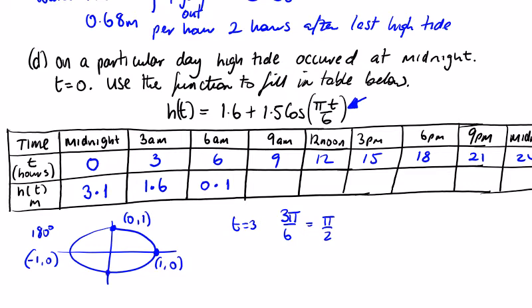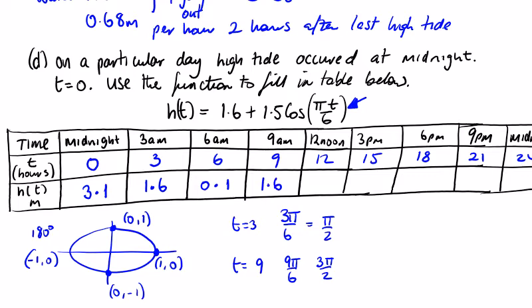So if we come down to here at 270 degrees, well, t is equal to 9. Let's just check. We're going to get 9 pi over 6, which is going to be 3 pi over 2. That's my 270 value down here of 0, minus 1. So cos is equal to 0 there again. So that will be 1.6.